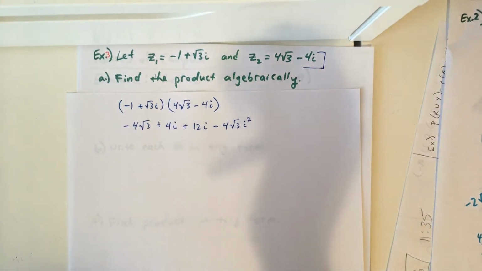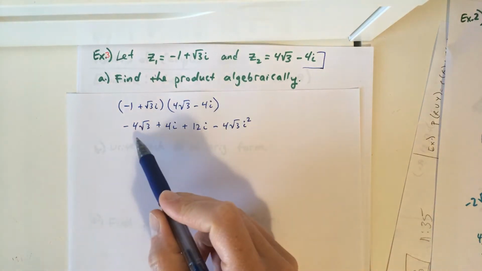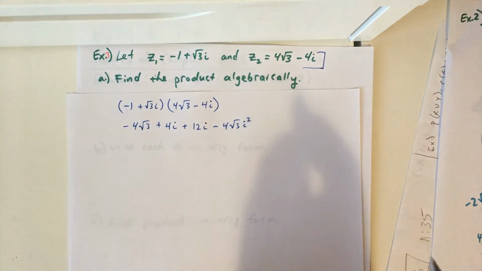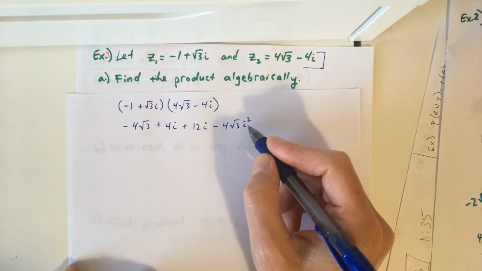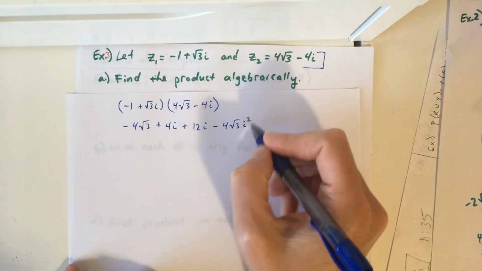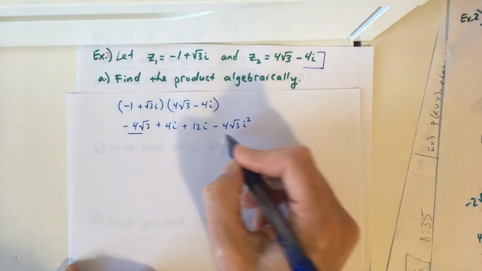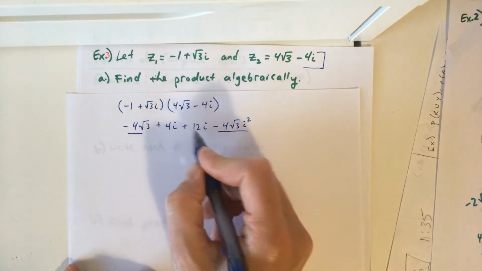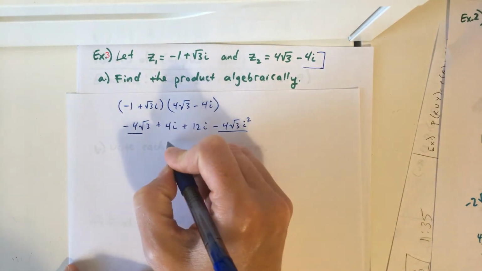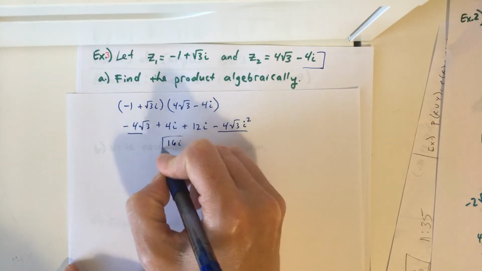Okay, we're in the middle of this example and I've done FOIL to find the product. We can take i squared and turn it into a -1. So if this becomes -1, this whole term becomes positive, and we can see that these two terms will cancel out. And we can add the like terms 4i and 12i, and we get 16i.